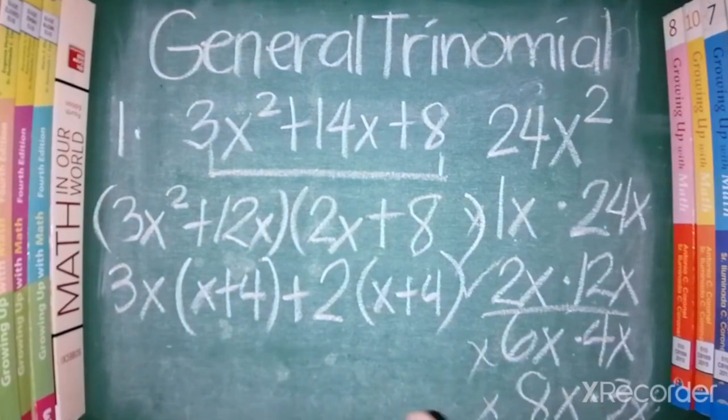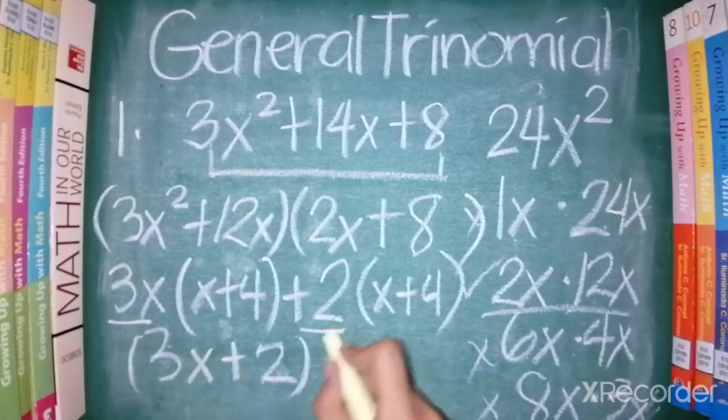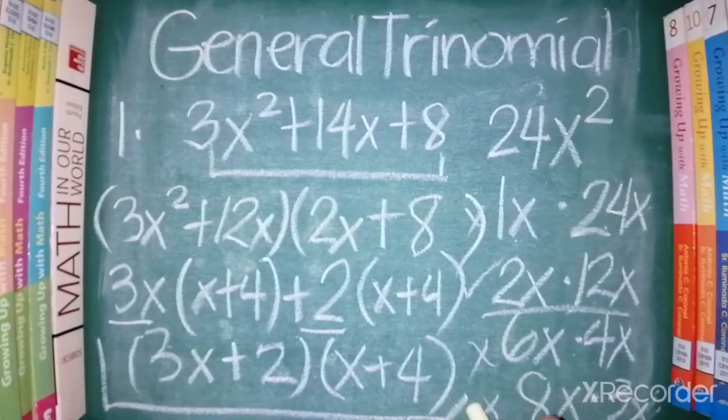So we are going to group again. So we have the 3x plus 2. This will be the pair, the outer sides. And then the other one is the common factor, which is x plus 4. So our answer is 3x plus 2, x plus 4. Okay?